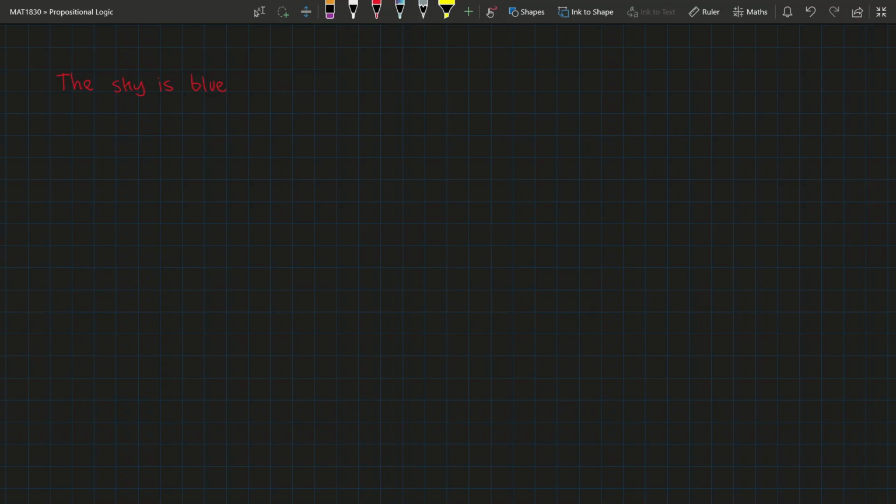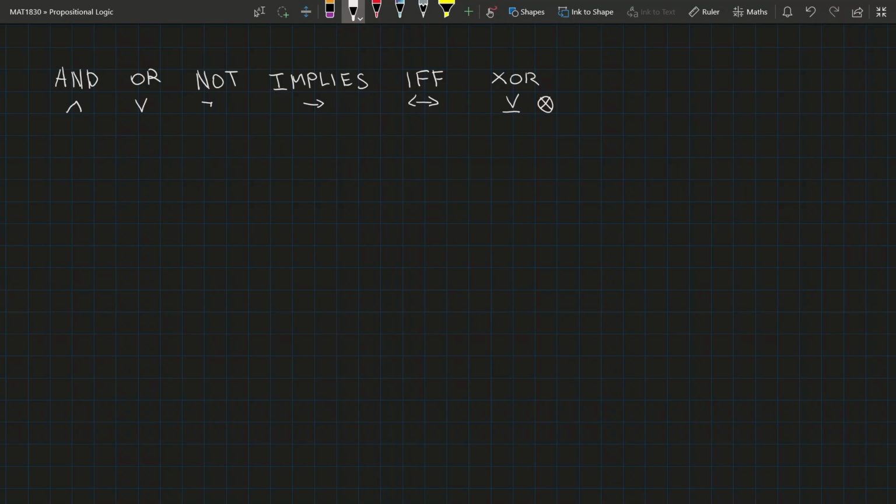So, the basic logical connectives are and, or, not, implies, if and only if. So, and looks like this, or looks like this, not looks like this, implies looks like this, if and only if looks like this. And another one I forgot was exclusive or, which is this, or sometimes like this.